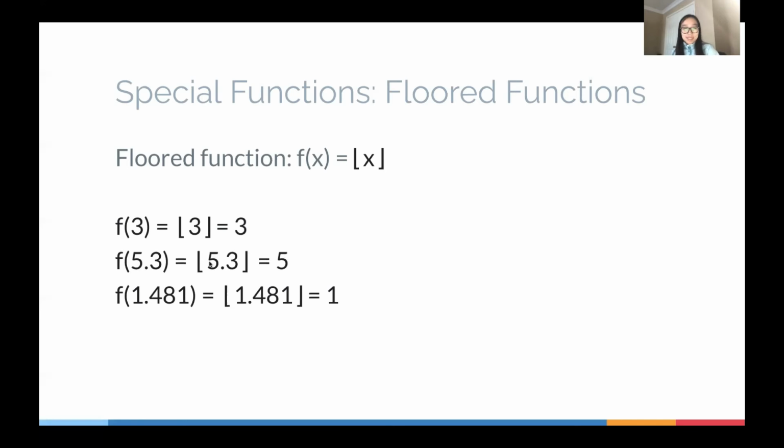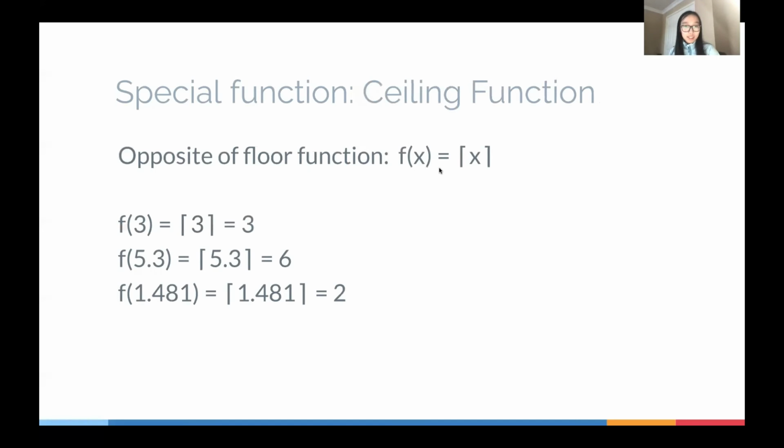You round down to 5. So the floor of 5.3 is just 5. And similarly, if we take the floor of 1.487, because it's not 2, it's closer to 1. And if we round down, we get 1. So that's what you can think of your floor function as. And here we have the opposite of the floor function. You can think of your ceiling.